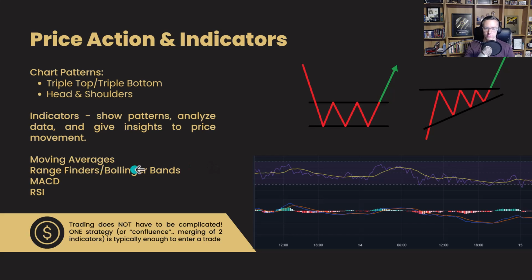Or I have a range finder and a Bollinger Band, and if the price is in between here, if it hits the top, it's definitely going to swing down. Again, none of these indicators show patterns, analyze data, or give insights into price movement. And then there are other different visualizations on the chart or below the chart, like moving averages, range finders, MACD, RSI, all these different acronyms. Again, that's not important, they just try to give you different views of that particular price movement.